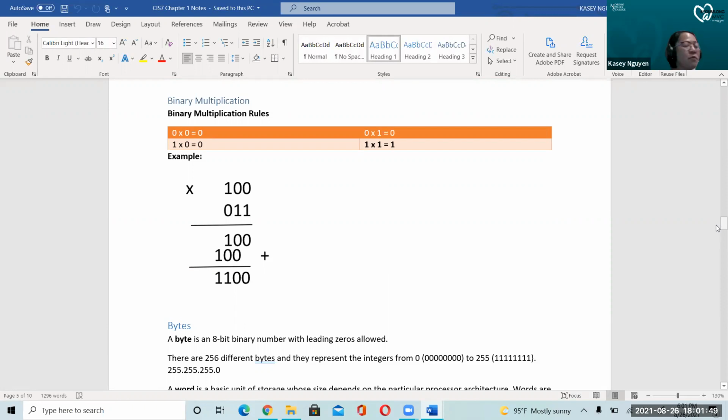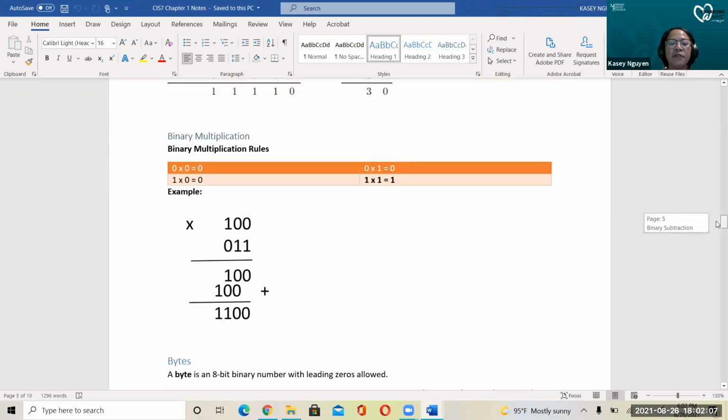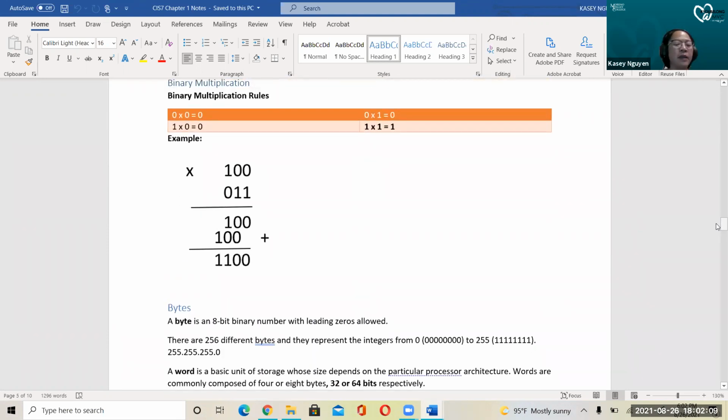So right now what we want to do is cover binary multiplication. This is the only lab that we're not programming. Starting next week, your Thursday lab will be in C++. So we wanted to just understand how to do number conversion before we start programming, okay?